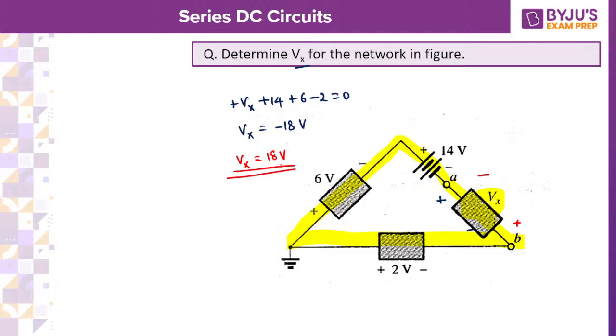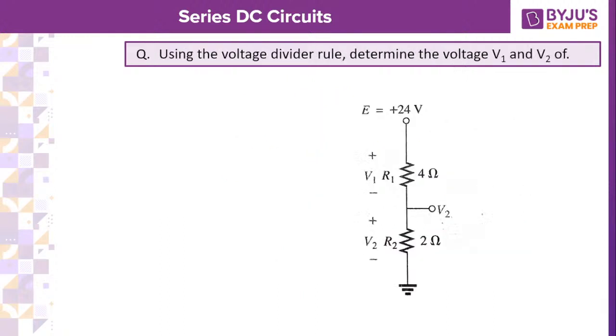So it depends upon the polarity you are going to assume. If it is not mentioned, either can be the answer. Plus 18 or minus 18 can be the answer. Very good. Now let's move on to this one.